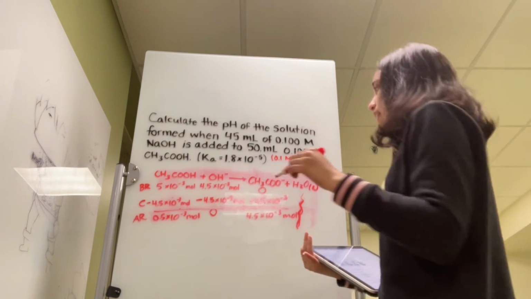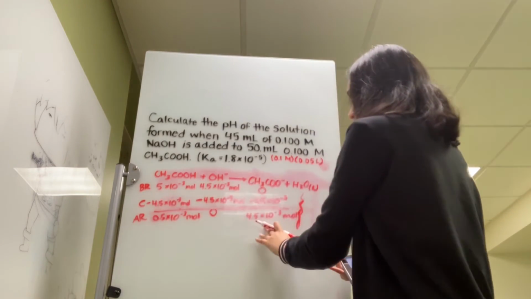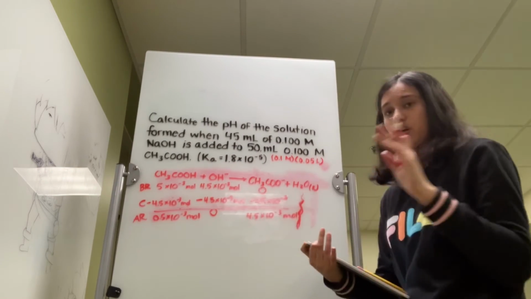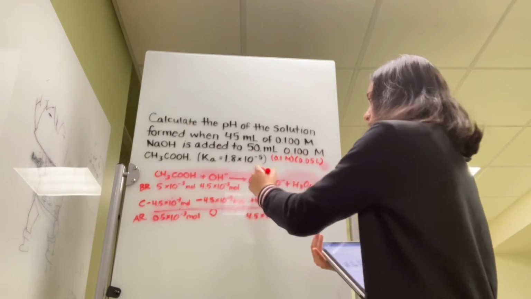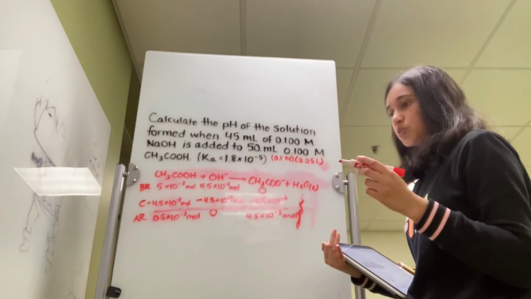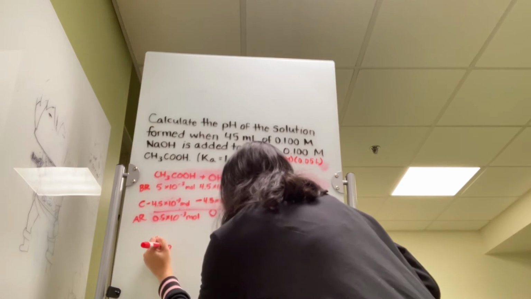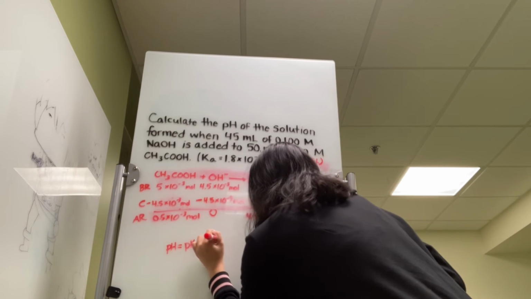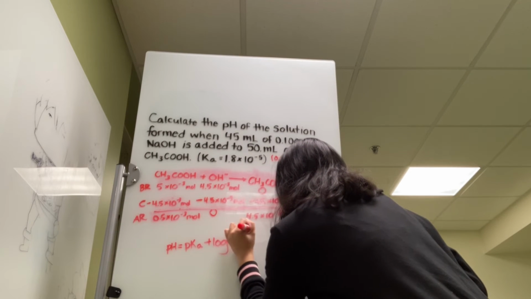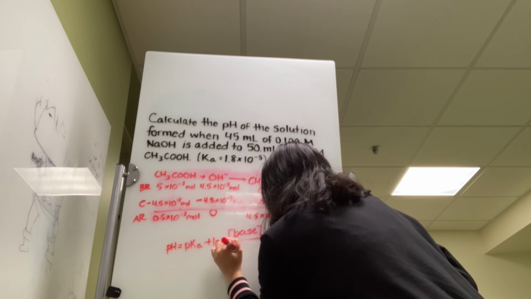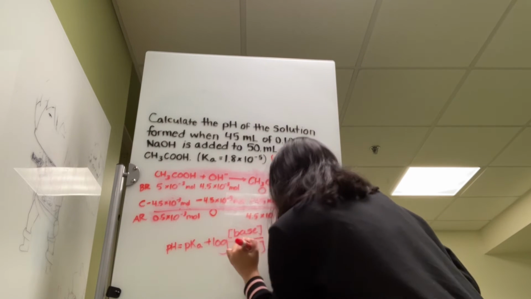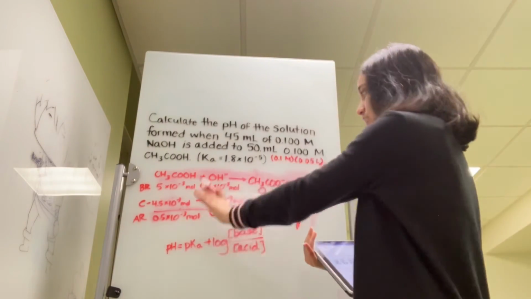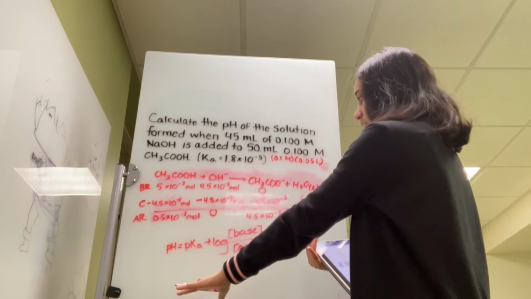weak base. And we know the Ka, and then we know the concentrations or moles of the acid and conjugate base. So I would see if the peer knows or remembers the Henderson-Hasselbalch equation, which is written here. So then I would see if the peer can plug in the values and get the pH.